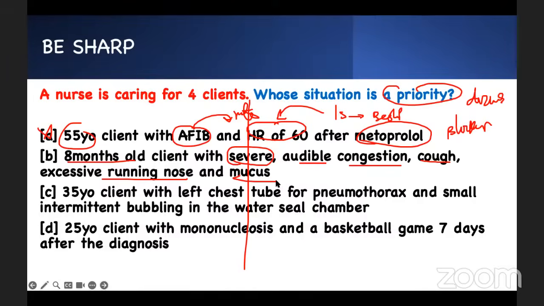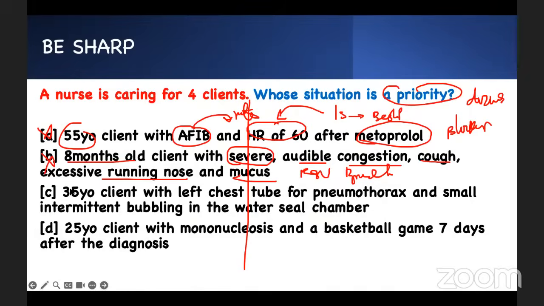You have to know this for your board. They trap you all the time. They always come in with congestion, excessive running nose. This is RSV infection, bronchiolitis in the kid. Don't worry. There's no retraction of the chest. I've not told you the chest is retracting or anything like that. Or that they're having respiratory symptoms. All they have is congestion and a running nose. So we ignore it.